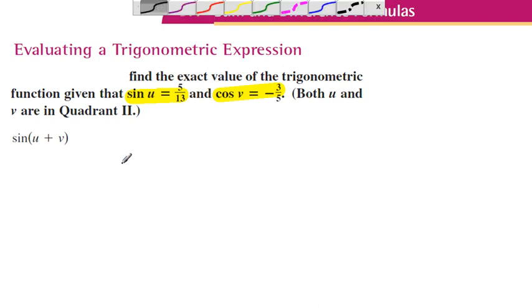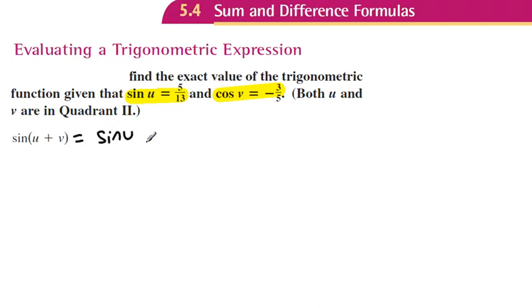Let me write this down first. Sine of u plus v is sine of u times the cosine of v plus the cosine of u times the sine of v. In order to replace all these values, we have to have our two triangles, so I'm just going to make these two triangles here.